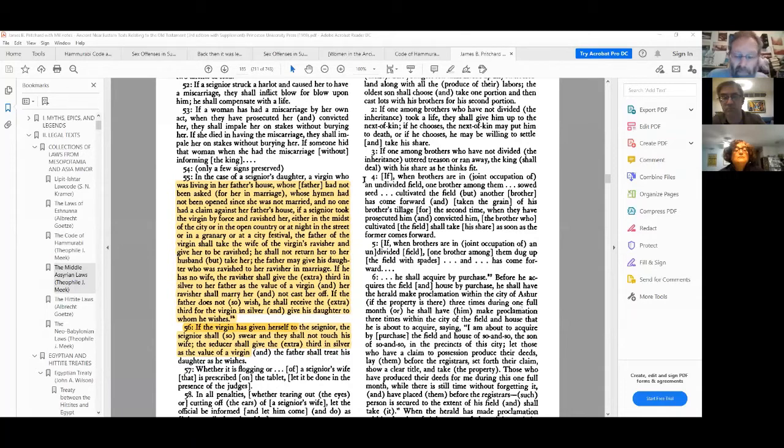If an Awilam took the virgin by force and ravished her, either in the middle of the city, or in the open country, or at night in the street, or in a granary, or in a city festival, the father of the virgin shall take the wife of the virgin's ravisher and give her to be ravished. He shall not return her to her husband, but take her. The father may give his daughter who was ravished to a ravisher in marriage.